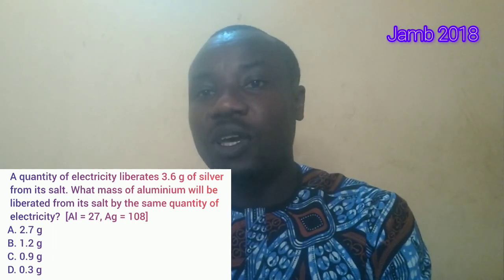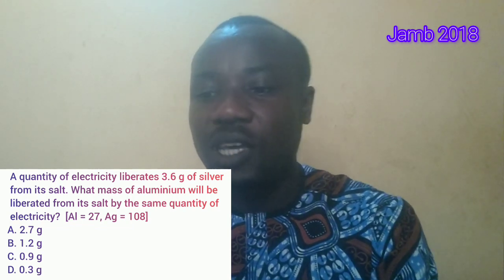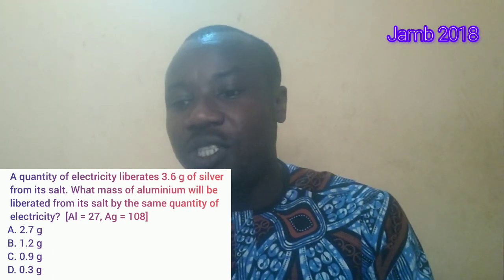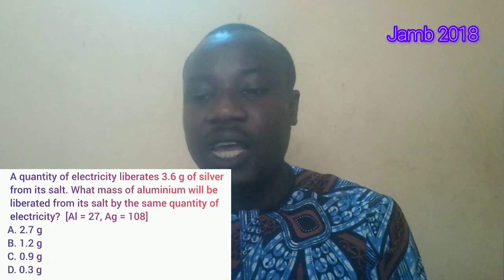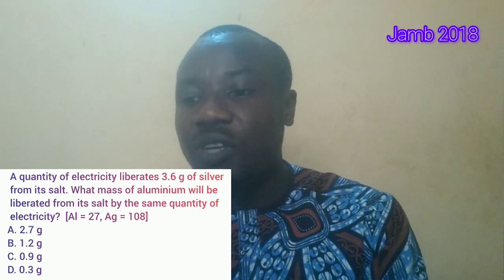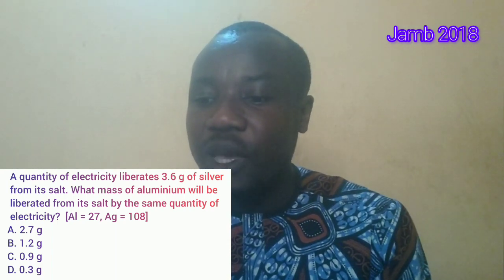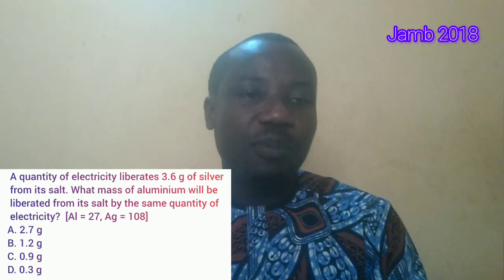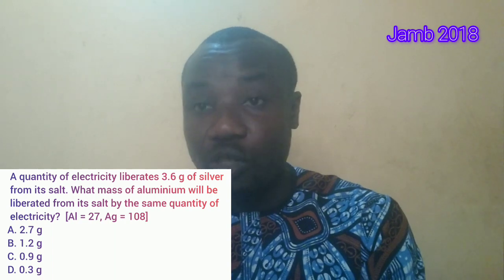The question is coming from Faraday's second law of electrolysis. Now, what does the law state? The law states that when the same quantity of electricity is passed through different electrolytes, here the different electrolytes we have are aluminium and silver, the relative amount in moles of the elements deposited are inversely proportional to the charge on the ion of the respective element. Now, we are given 3.6 grams of silver. And you know that for silver to form a silver ion, there will be loss of 1 electron.